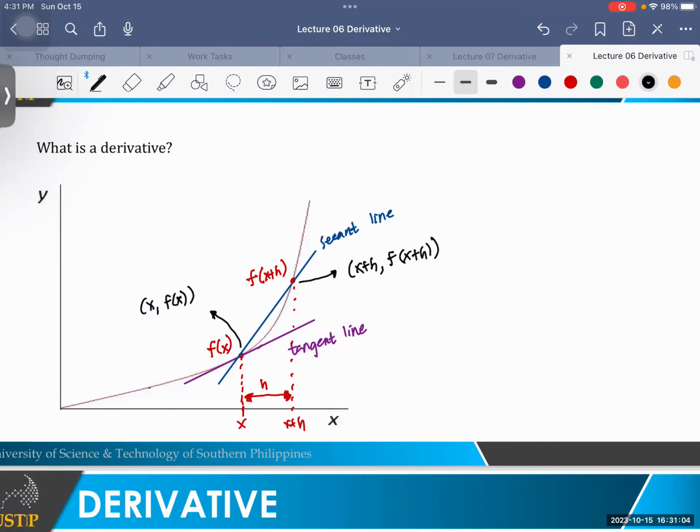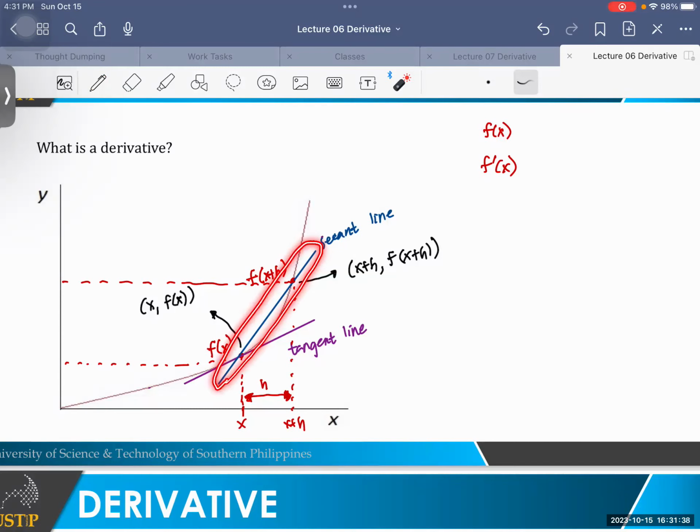Okay. So you won't get confused, I will put an imaginary line here, class. That's your f of x. And that's your f of x plus h. Okay. Now, in getting the derivative of f of x, we want f prime of x. What we will do, class, is use this secant line. This is the line that was created if we connect the 2 points.